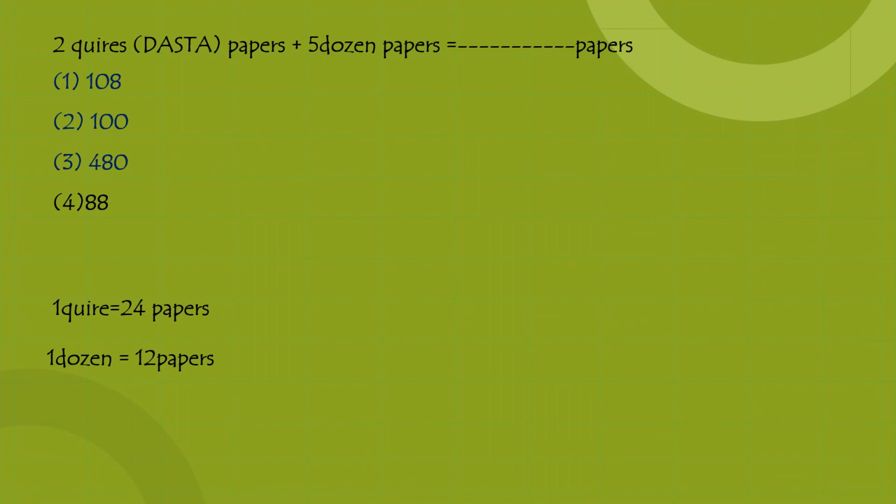So 1 quire is 24 papers. So 2 quires will be how many papers? 24 plus 24, that is 48 papers. Plus 5 dozen means 5 into 12. That is 60 papers. So if you add that, you will get 108 papers. Okay, so 4 plus 6 is 10, 108. So alternative number 1 is the correct alternative. Okay, I hope it is clear.